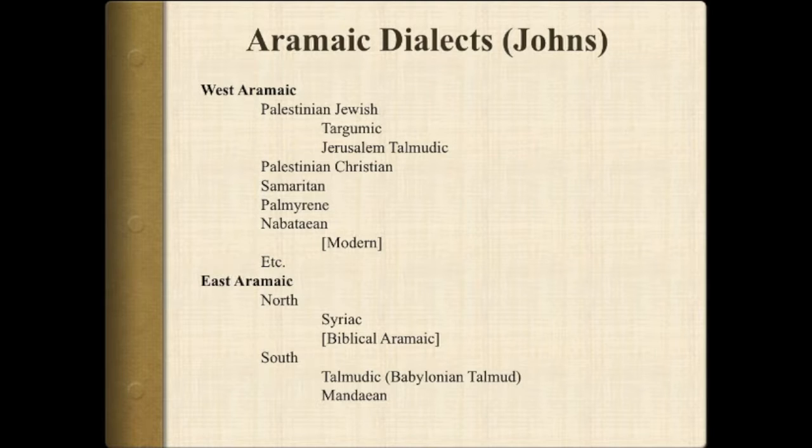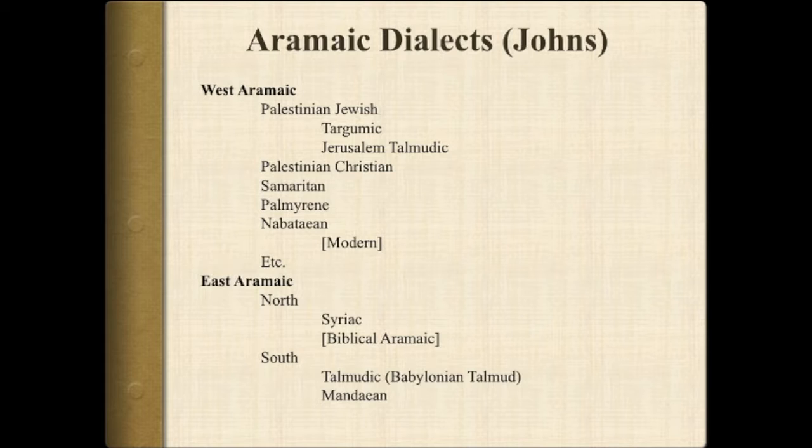Scholars group the various Aramaic dialects, and this would be a little bit later period, perhaps beginning around the time of the composition of Daniel, but definitely later on, into West Aramaic and East Aramaic. And here we have Palestinian Jewish Aramaic, which includes the Targums and the Jerusalem Talmud. Now, the Targums are translations of the Hebrew Bible into Aramaic. This becomes very, very common. The earliest one that we know of is the Job Targum, found at Qumran among the Dead Sea Scrolls.